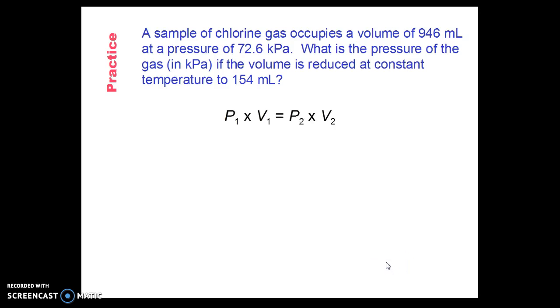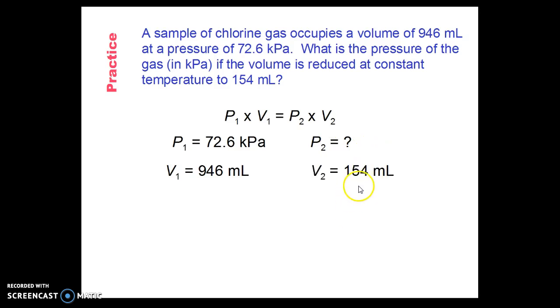We use P1V1 equals P2V2. It's always a good idea to write down all of your variables and your unknown before you begin the problem. So the pressure originally, the volume originally, you don't know the final pressure. You do know the final volume, 154 milliliters. You solve for P2, and that is P1V1, this product.